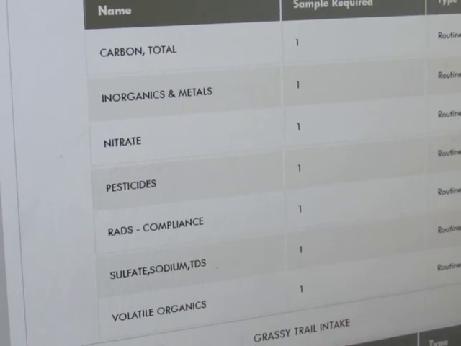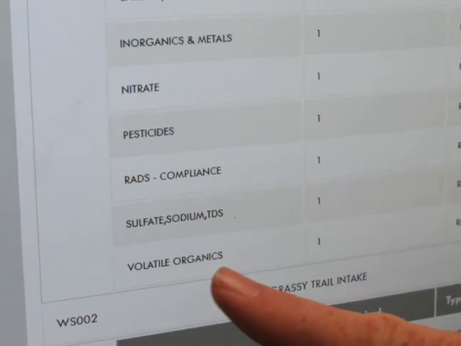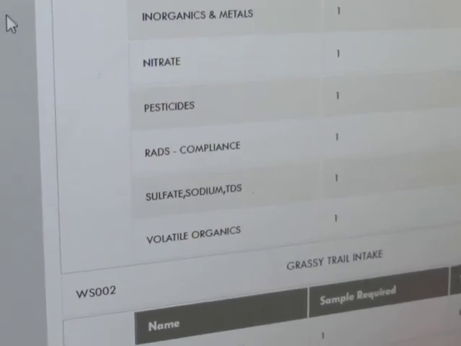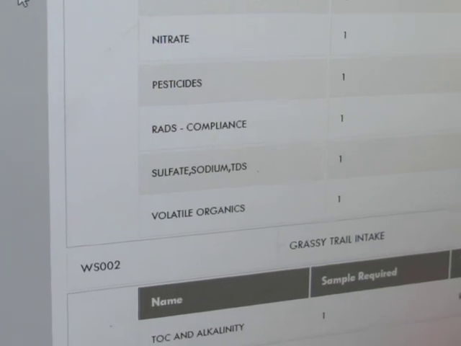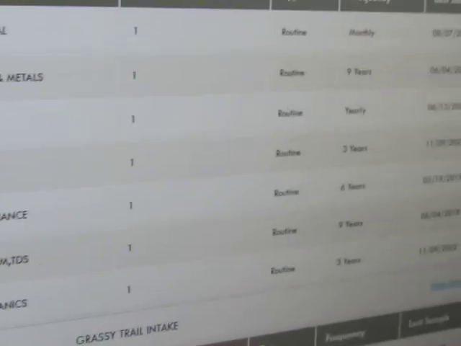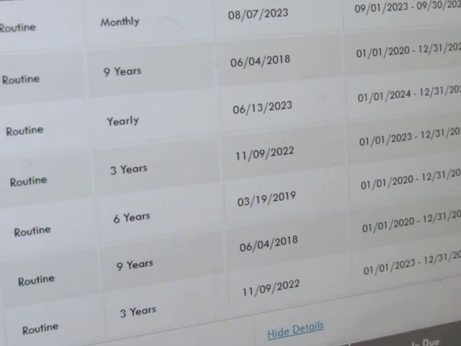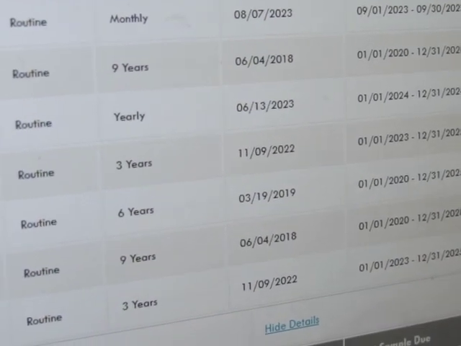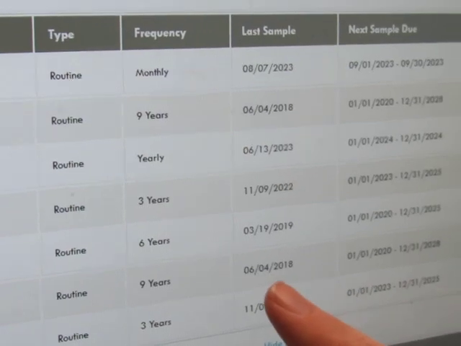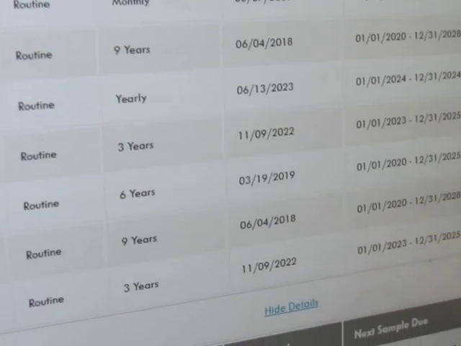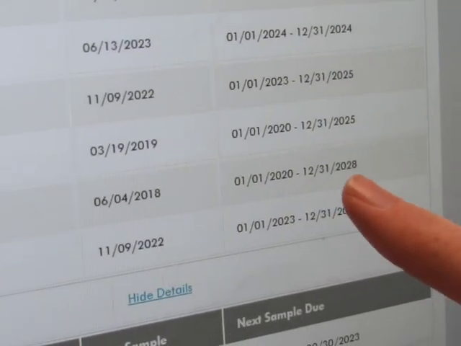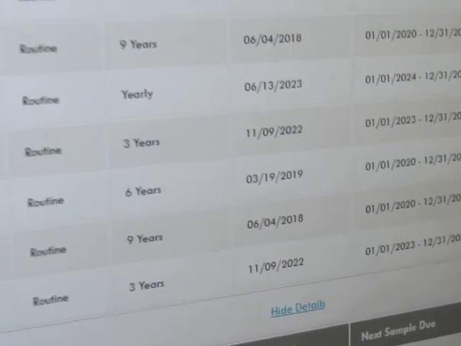Sometimes we get some acronyms. And organic, volatile organics. And so here's the testing VOCs frequencies. Here's the last sample that they turned in, and here's when the next sample is due. Frequency 9 years? So once every 9 years, we test for sulfate, sodium, and total dissolved solids. So they did that in 2018, so the next one is due anytime between now and 2028. Okay, great.